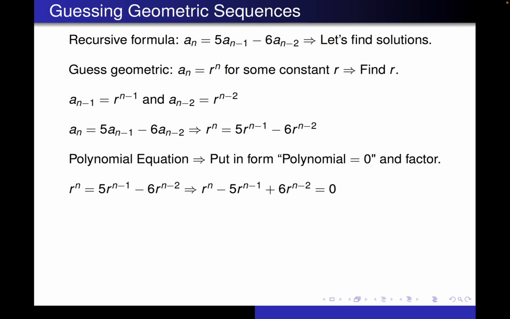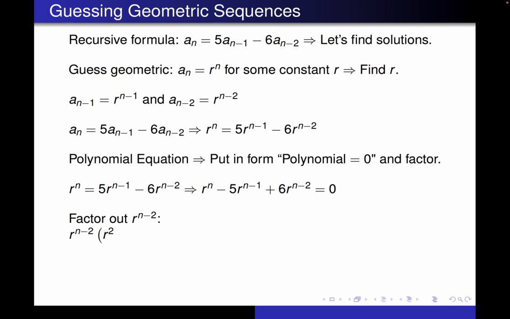Notice that each of those terms has a few factors of r. We have n factors of r in the first one, n minus 1 factors of r in the second one, and n minus 2 factors of r in the third one. If we want to factor the same thing out of all of them, the most factors of r we can use is n minus 2. And when we do that, when we factor out n minus 2 factors of r from the first term, we get r squared.